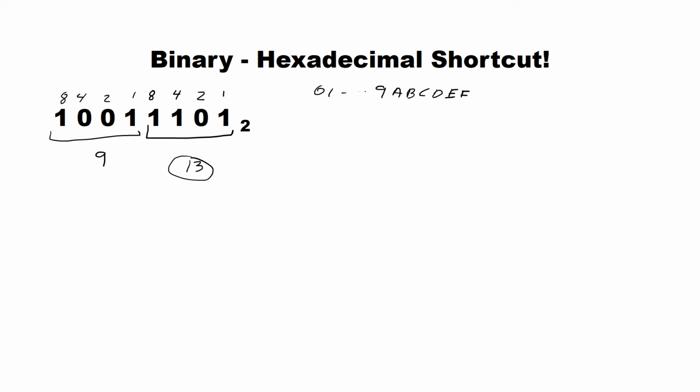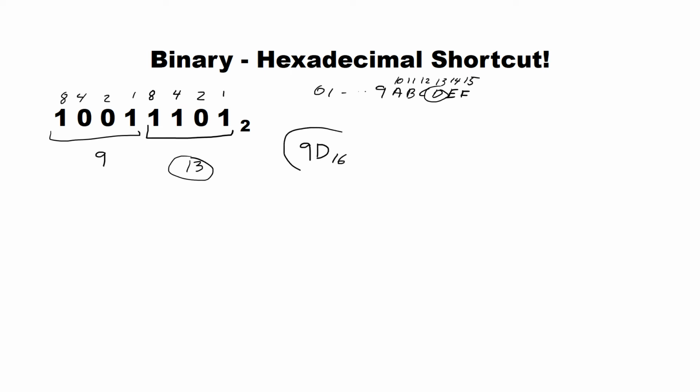So what is a 13? Well, that's 10, 11, 12, 13, 14, and F is a 15. So a D is a 13. So this is the number 9D in hexadecimal or in base 16.